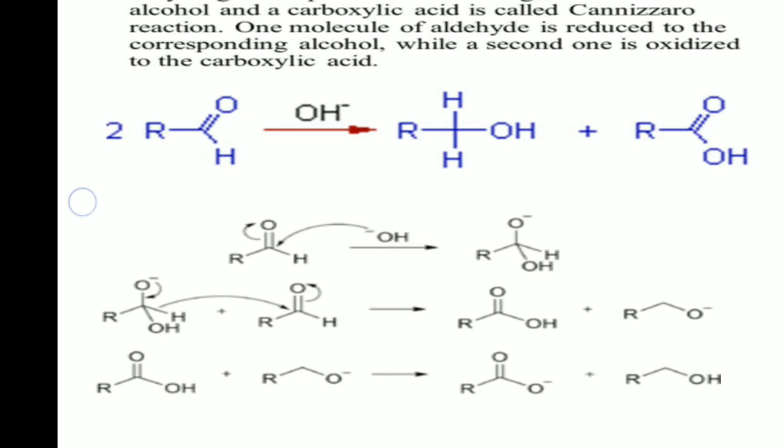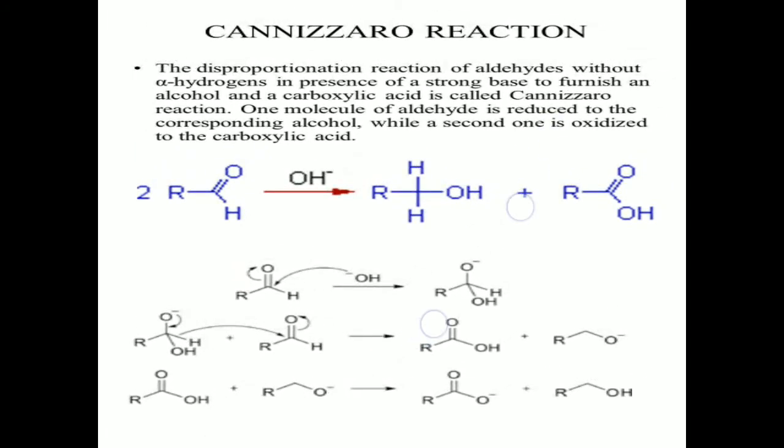Like that, the carboxylic acid molecule can have a chance to form a salt. Another aldehyde molecule is forming alcohol. This is the formation of carboxylic acid and alcohol molecules from the aldehydes by the Cannizzaro reaction in the presence of a strong base. This is about the mechanism of the Cannizzaro reaction.